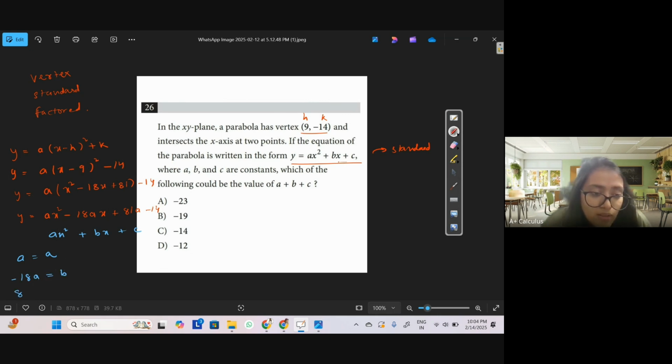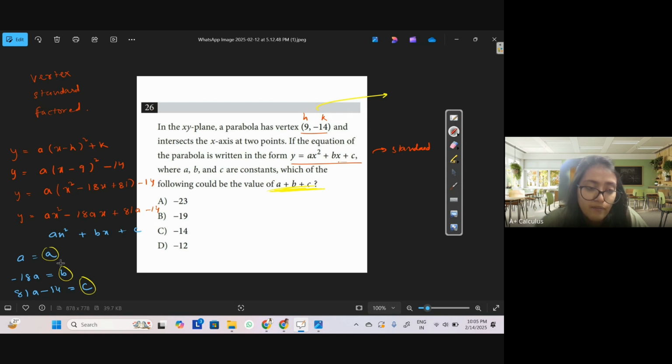And 81a minus 14 is equal to c. So you have the values of a, b, and c. See, we didn't even have to think about how we will find out the value of a plus b plus c. We just started writing the vertex form and we converted vertex form to the standard form, and you have the values of a, b, and c.